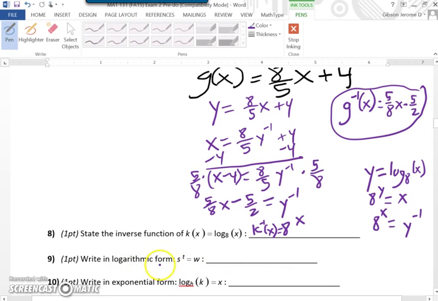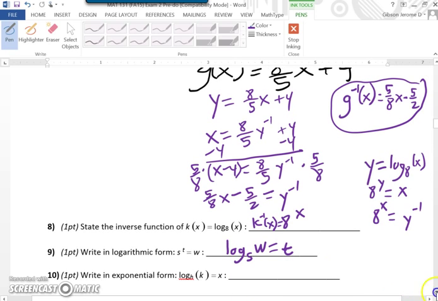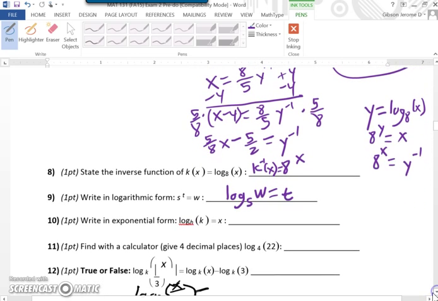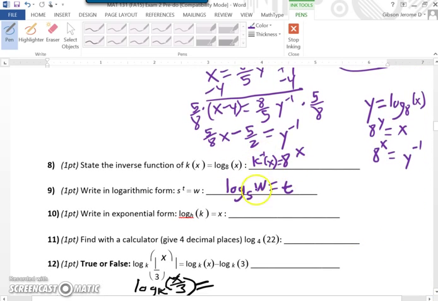Alright, now it says write in logarithmic form. s to the t is equal to w, so it'll be log base s of w is equal to t. Okay, listen, just let me know if this is down too low for you so I can scroll it up so you can see it.